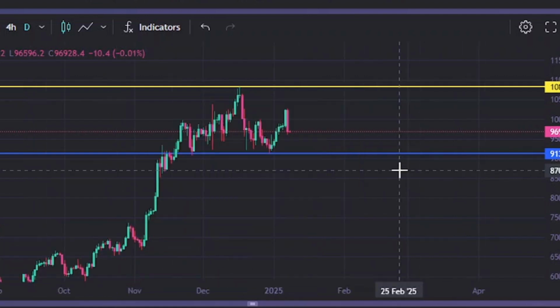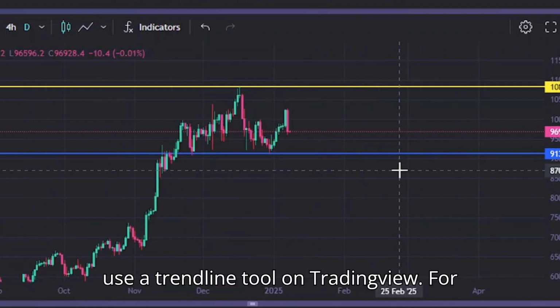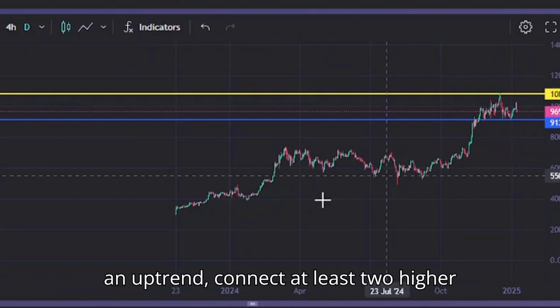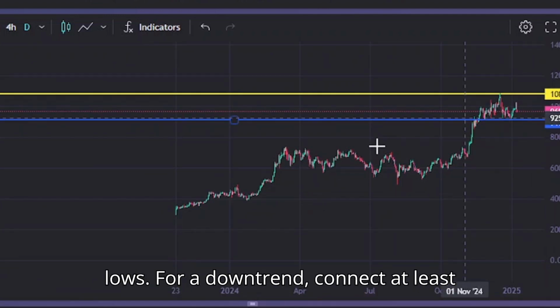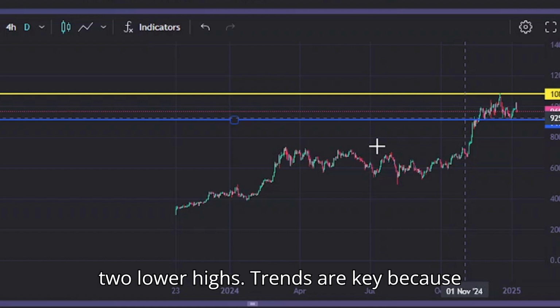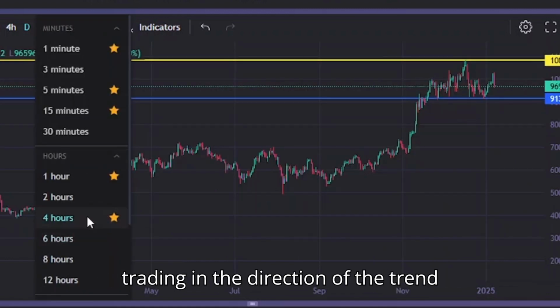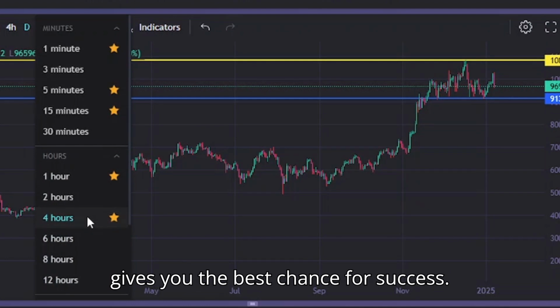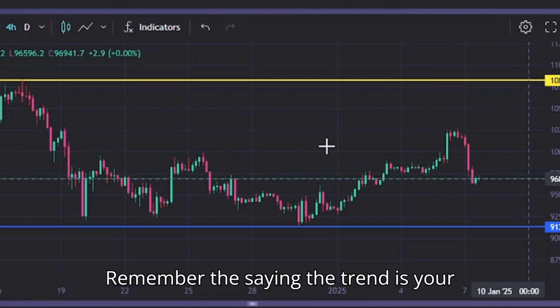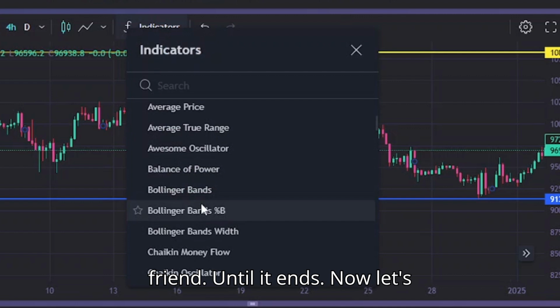To spot a trend, use a trend line tool on TradingView. For an uptrend, connect at least two higher lows. For a downtrend, connect at least two lower highs. Trends are key because trading in the direction of the trend gives you the best chance for success. Remember the saying, the trend is your friend until it ends.